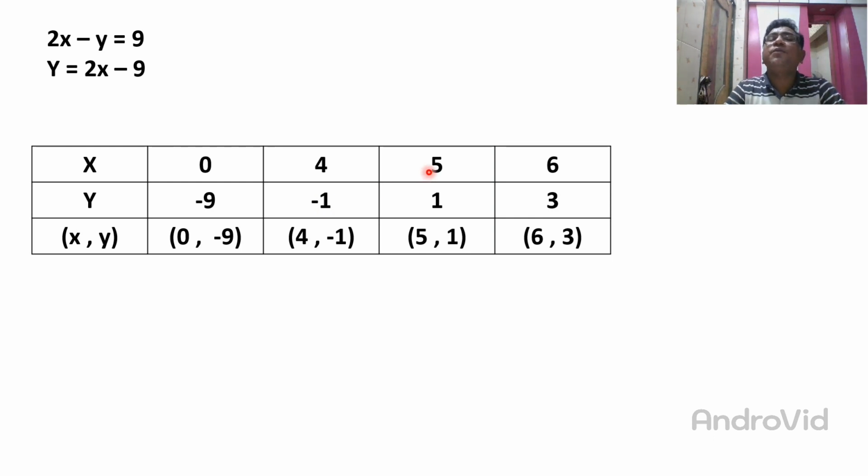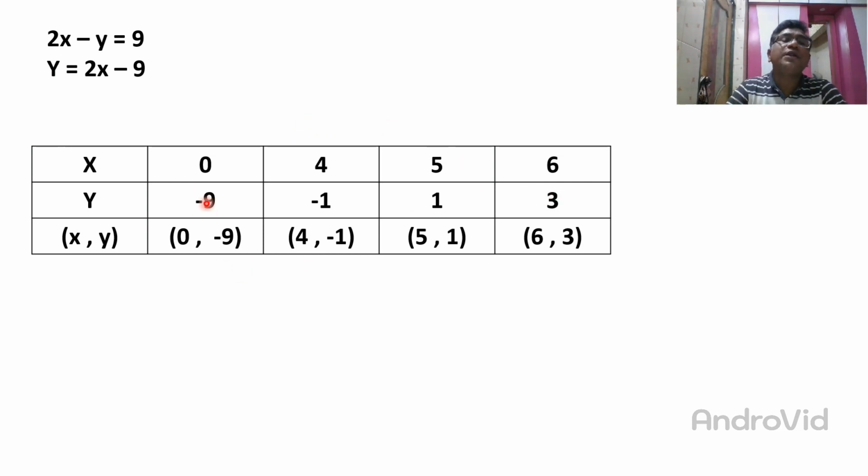Then x value I take 5. So 5 into 2, 10. 10 minus 9, what remains? 1. So here y value is 1. So x is 5, y is 1. Then x value I take 6. So I keep here 6. 6 into 2, 12. So we are getting 12. 12 minus 9, what do you get? 3. So I write here 3.